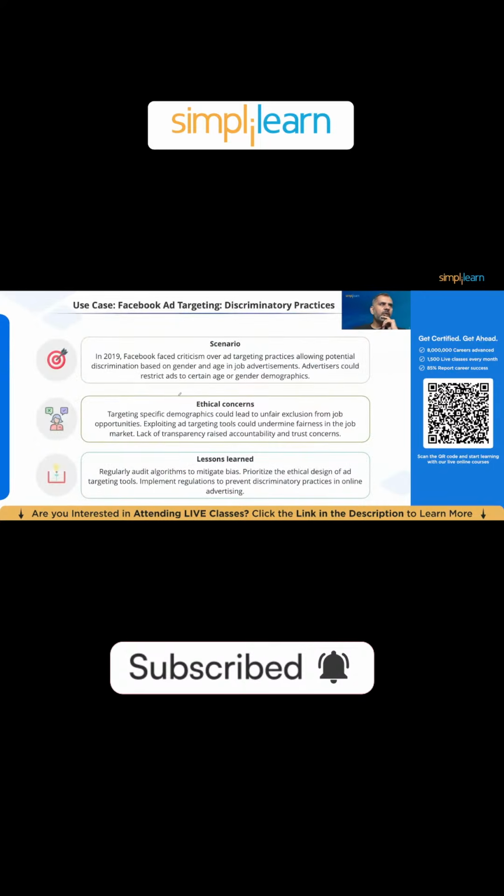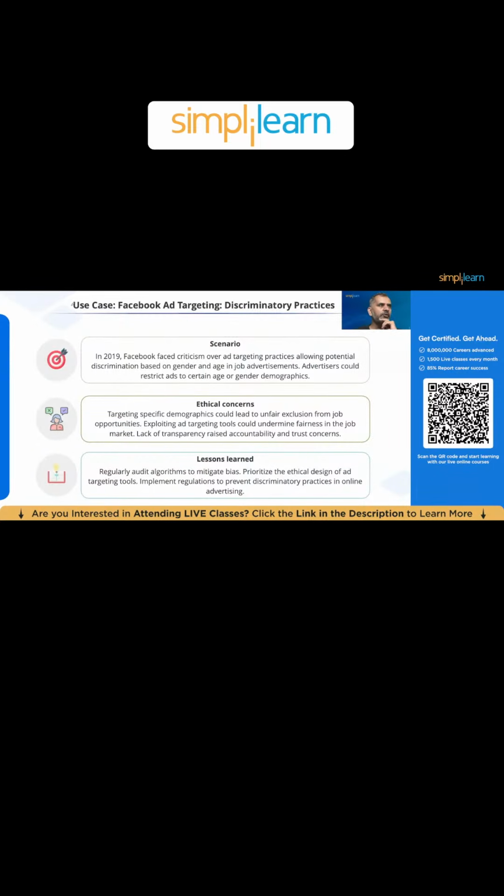So let us talk about one use case, and that use case is related to one of the features of Facebook, which is targeting advertisement. You can call it targeting advertisement. Now here, if we consider one use case of discriminatory practices, that means Facebook is showing a particular ad to a particular community. This is what we call discriminatory practices.